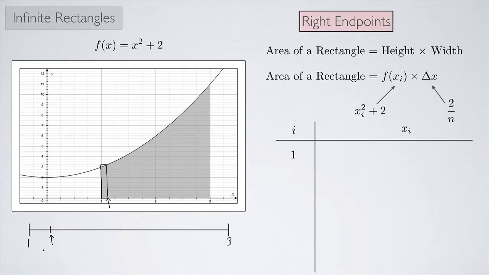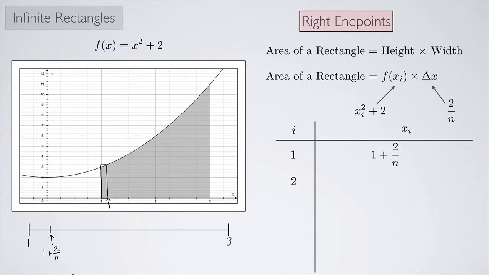Well, that would be 1 plus the width of a rectangle, which is 2 over n. Right? The width is 2 over n, this is 1, so if I go over a distance 2 over n, I have 1 plus 2 over n. That's the value of that coordinate right there. So I can put that in my chart here.